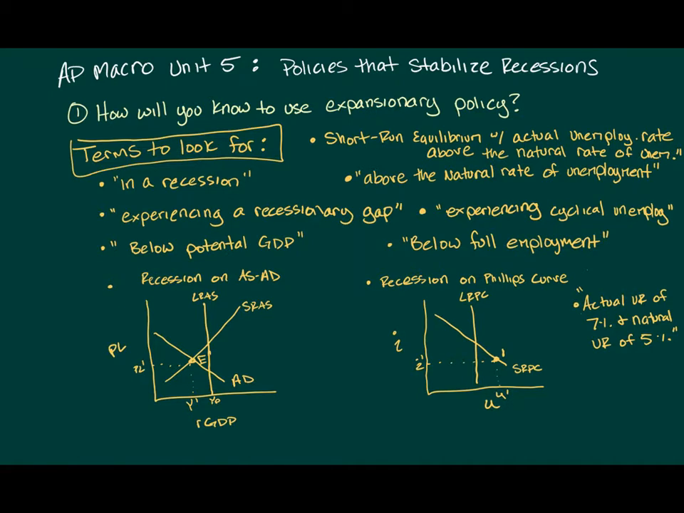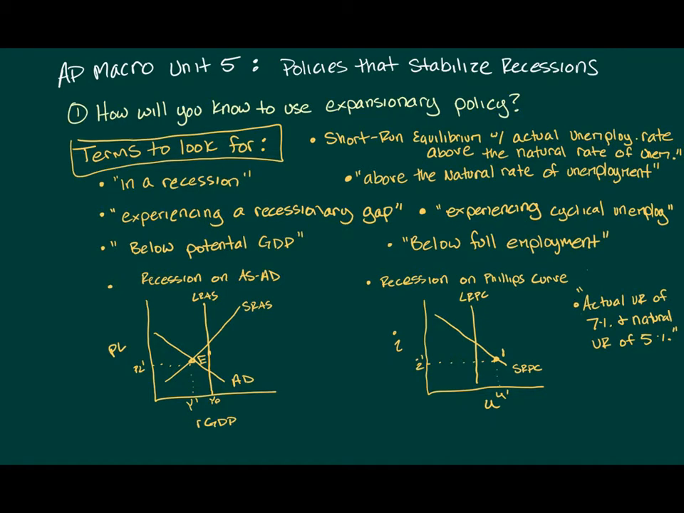Our equilibrium point is to the left of long-run aggregate supply. And we know that this is a demand-deficient recession due to where the equilibrium point is. If this was stagflation, that would be a totally different situation. So make sure they know that recessions, by default, are caused by reductions in aggregate demand.